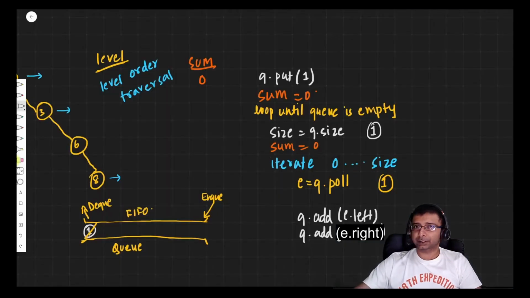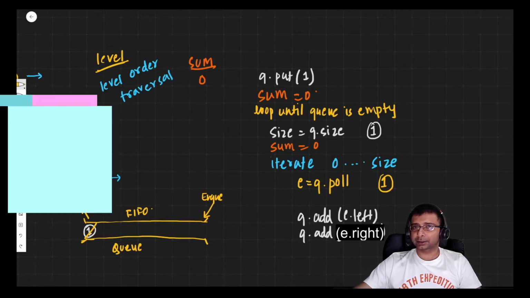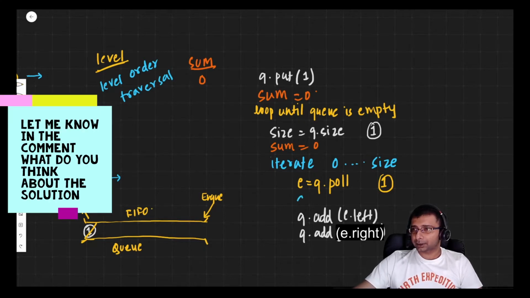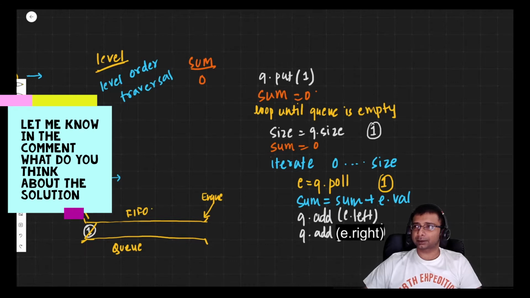So we are going to do the same thing over here. We are going to sum it up. So we are going to say sum equals sum plus e.val. What is going to happen? E.val is the value 1 that we have taken out. So we do 0 plus 1, and we have a sum which is 1.